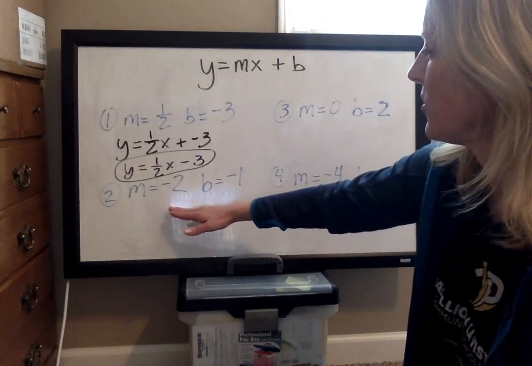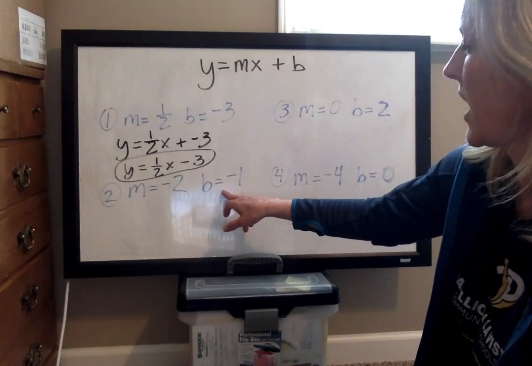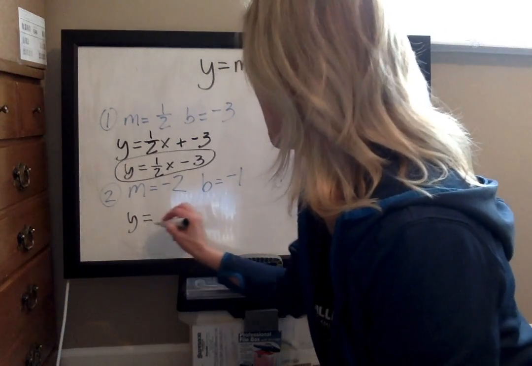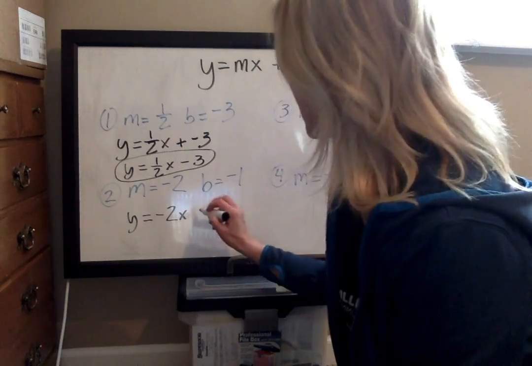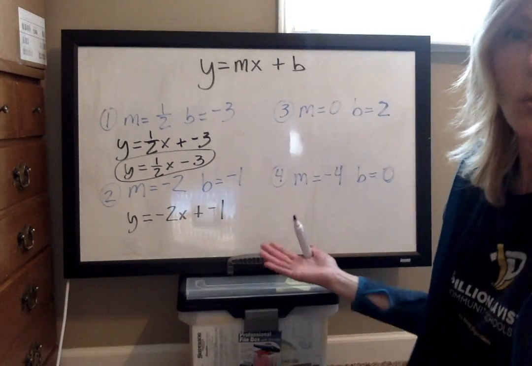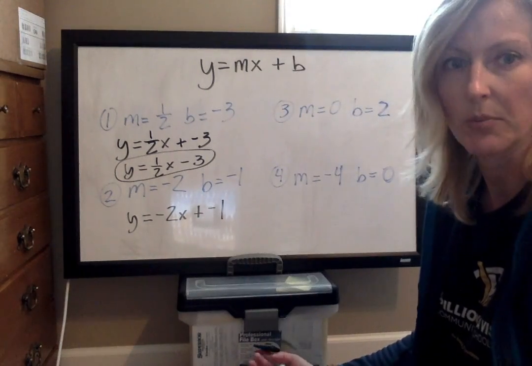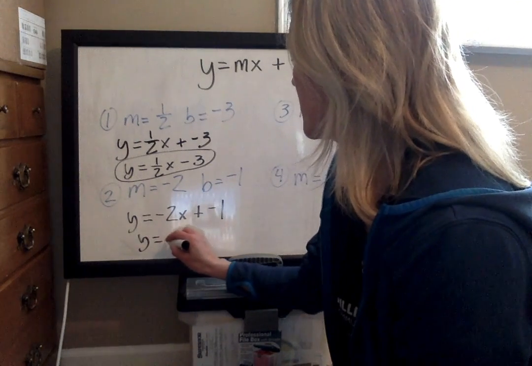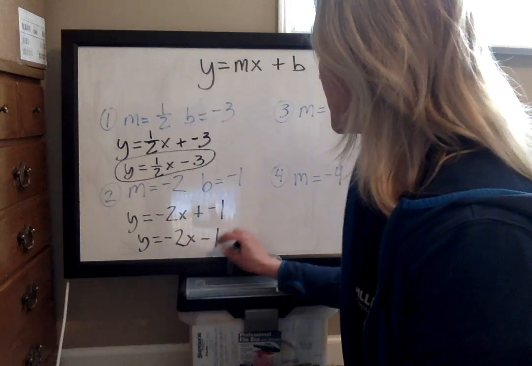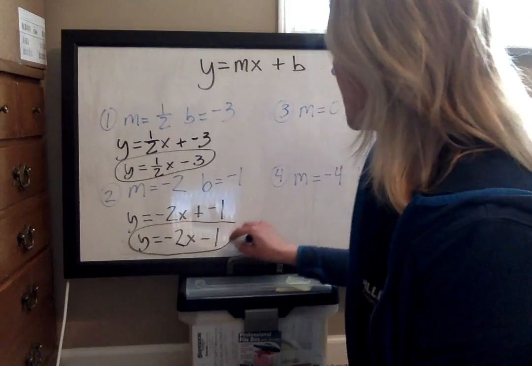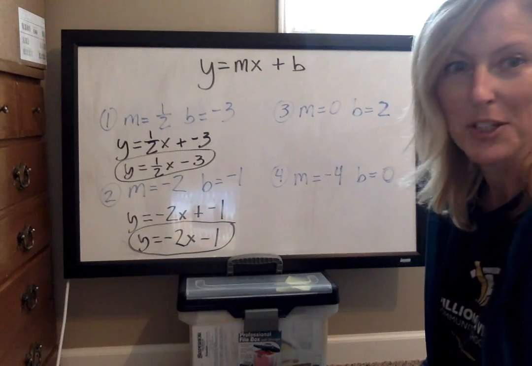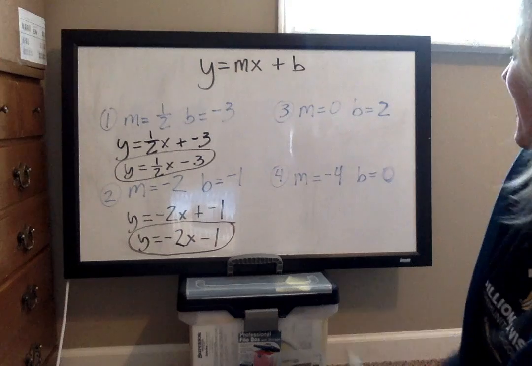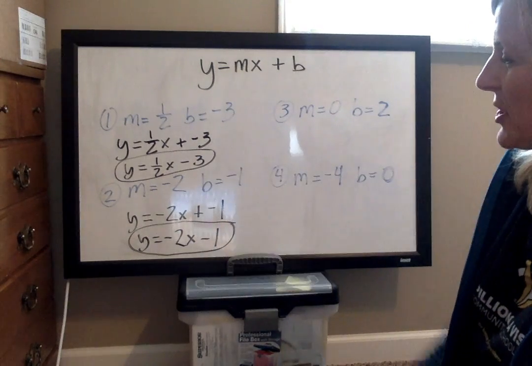Okay, number 2, you have a slope of -2 and a y-intercept of -1. So I would write y equals -2x plus -1. Once again, you can write it as plus -1, but that wouldn't be the most correct way to write it. So I would write it as y equals -2x minus 1. I hope you guys can read this. I'm trying to squeeze in all these problems at once just to try to cut down on my time. Okay, so that's number 1 and number 2.